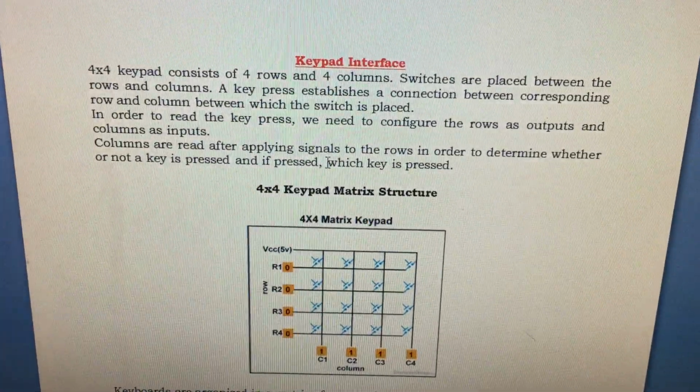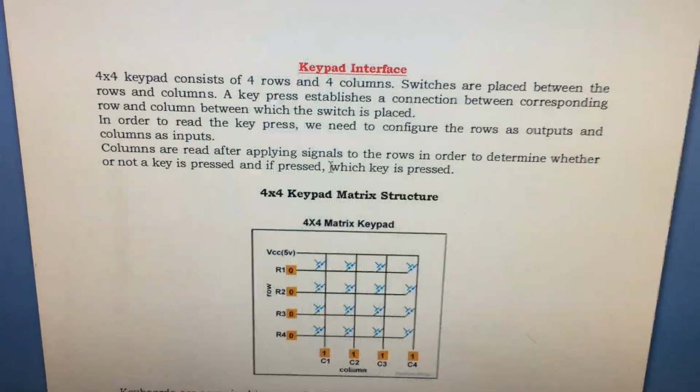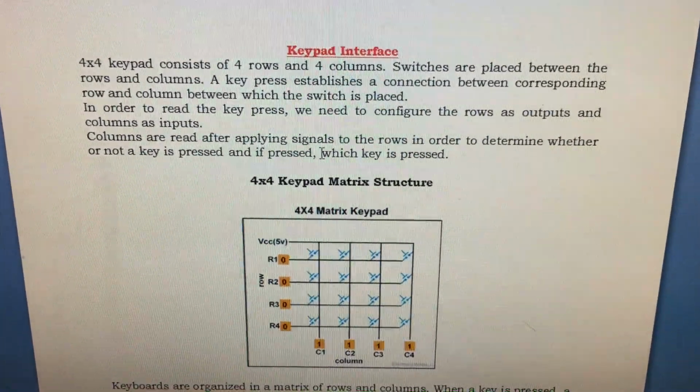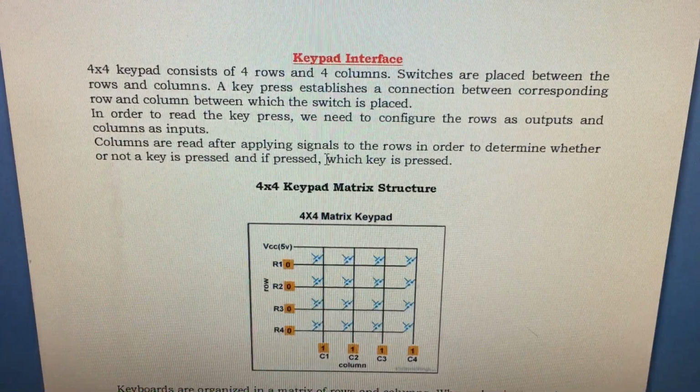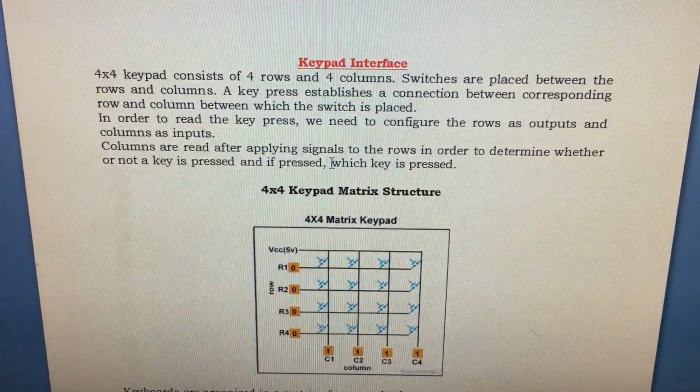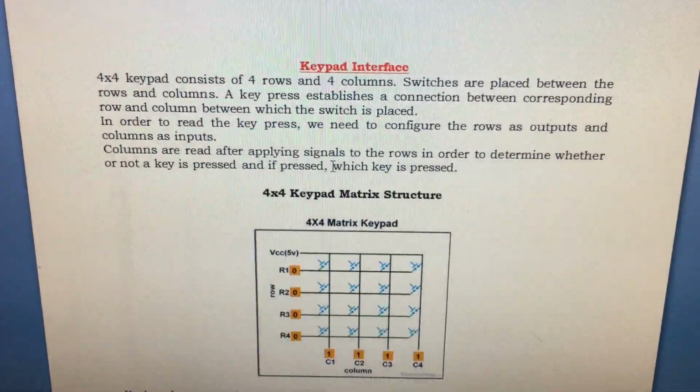In order to read the key pressed, we need to configure the rows as outputs and the columns as inputs. This is very important. First, we need to configure rows as output and columns as input. Input is nothing but we configure all 4 columns as 1. Output in the sense we configure all 4 rows as 0.